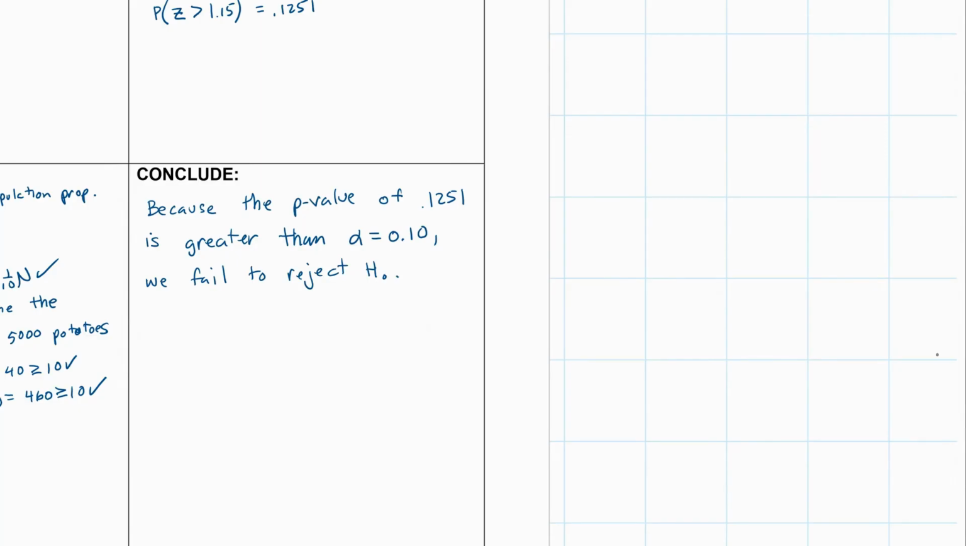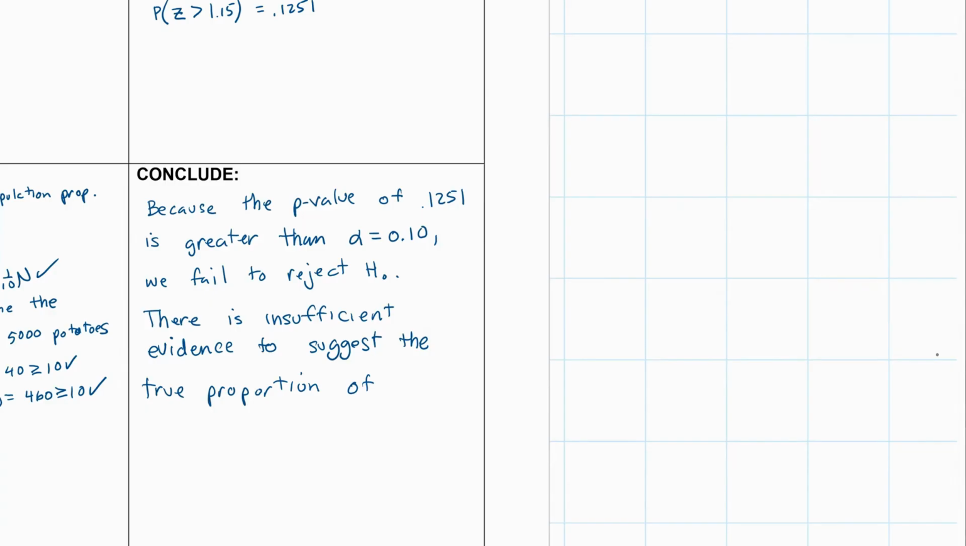Now let's interpret it in context. That means there is insufficient evidence to suggest the true proportion, and let's say of now our population of potatoes on the truck, that, now let's mention what we're measuring, have blemishes is greater than 0.08. And that concludes our four-step process.